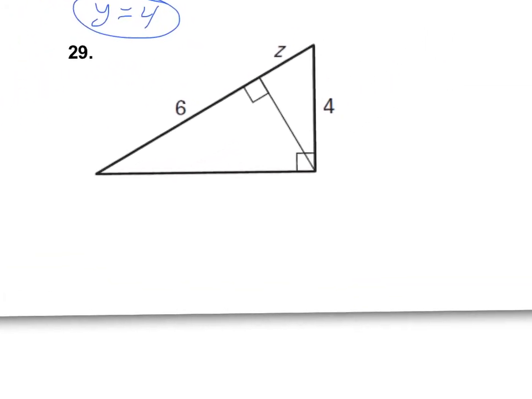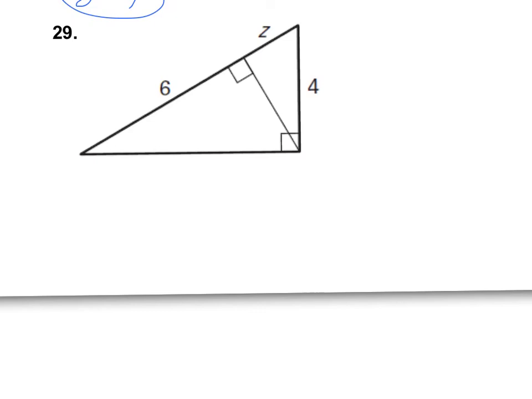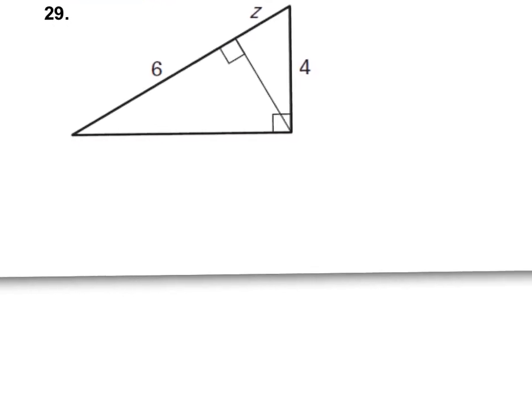Alright, number 21.9. This one looks a little more normal, or at least like the ones we were doing before. So I'm going to say z over 4. If I look at z and 4, those are in the same triangle. Z is the short leg and 4 is the hypotenuse. So I'm doing short leg over hypotenuse.